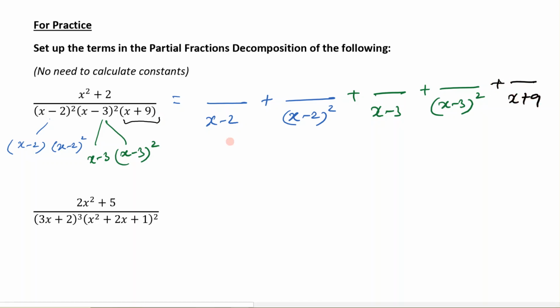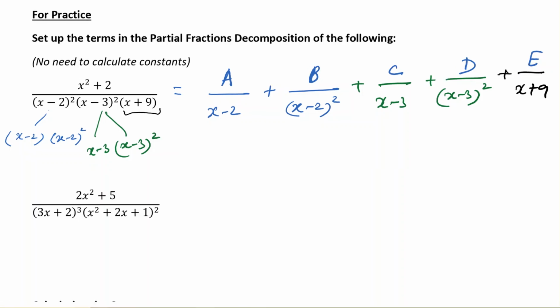And now, since all these are linear factors, we're going to have constants on the top. So a over this, b over this, c over this, d over this, and e over this. So that is our setup for the partial fractions decomposition. And I'll show you how to calculate a, b, c, d, e later on. So let's take a look at the next one.